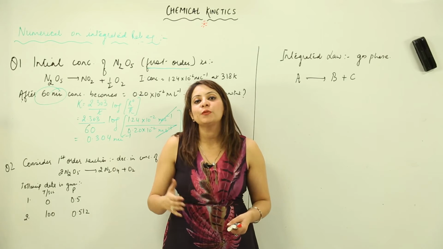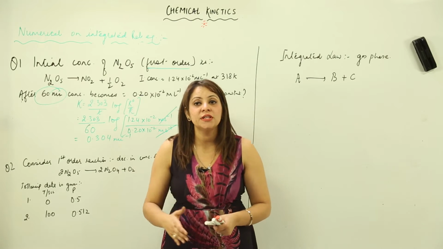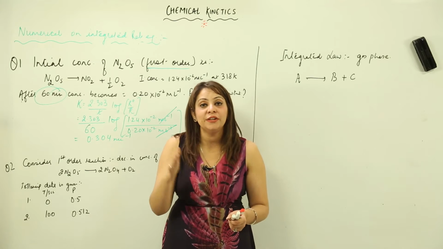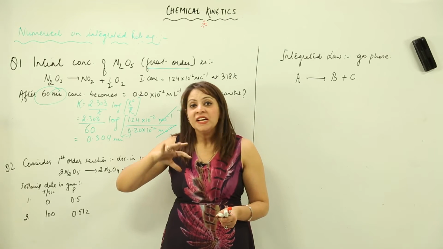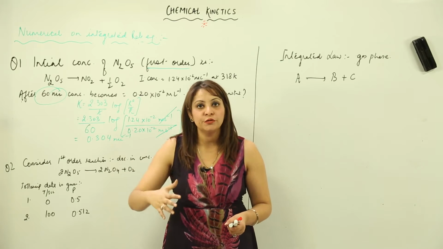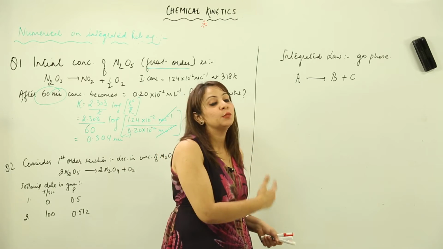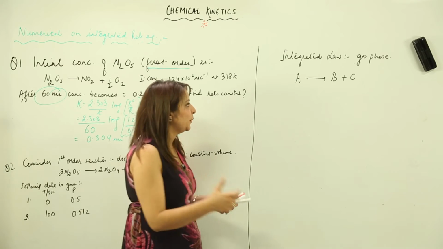But what happens when we want to express the integrated rate equation for a reaction in the gaseous phase? That means the reactant is in the gaseous phase, and we want to change the integrated equation in terms of partial pressure. So just look at the board to see how we are going to change this given expression.